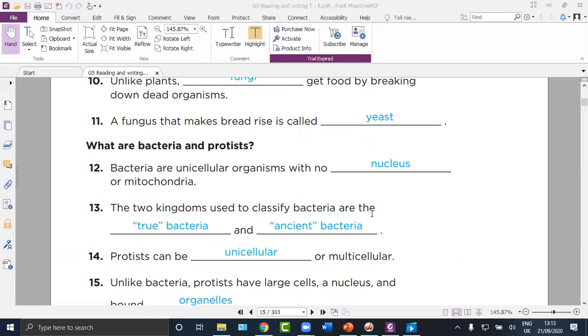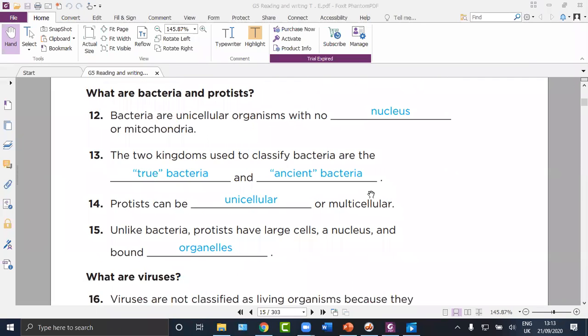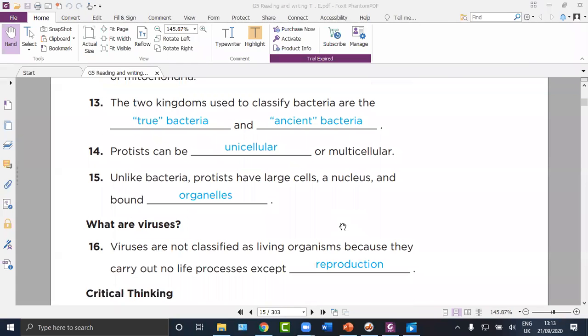Okay. Number 12, Ammar Khalid. Bacteria are unicellular organisms with no nucleus or mitochondria. Yes, no nucleus or mitochondria. Thank you, Ammar. Lower your hand. Rakan, number 13. The two kingdoms used to classify bacteria are the true bacteria and ancient bacteria. Thank you, Rakan.